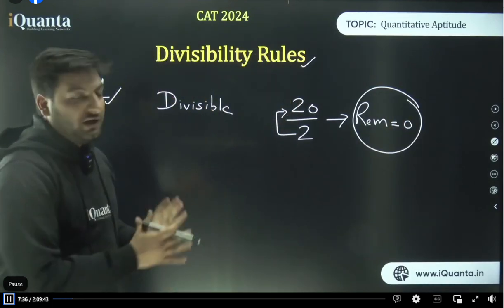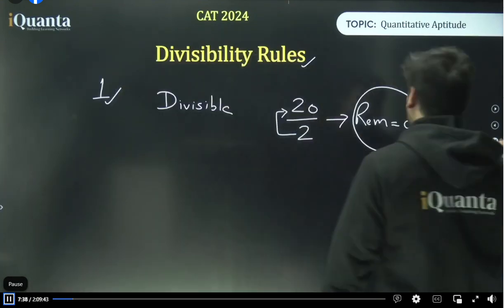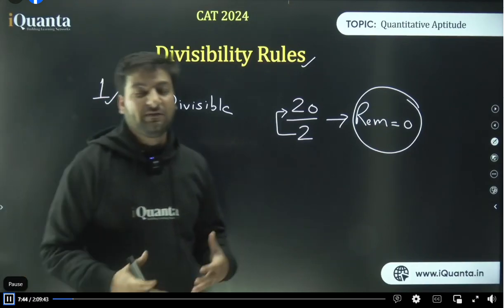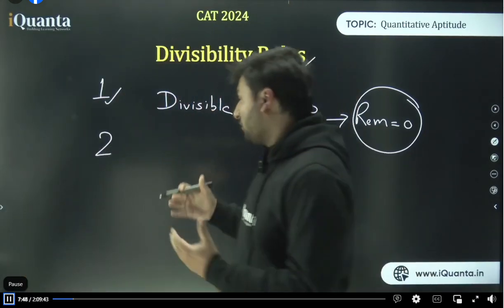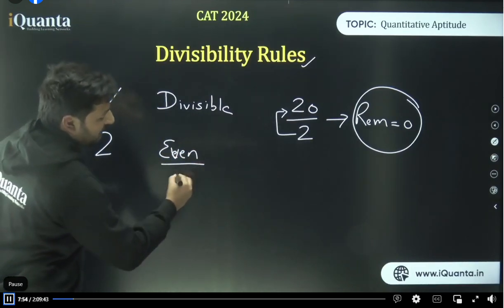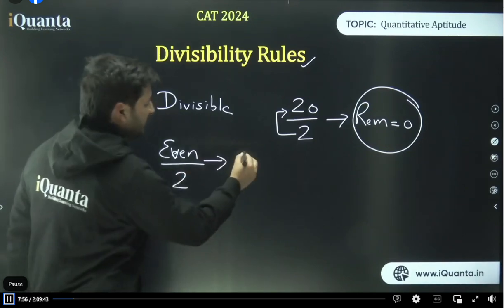That is the meaning of divisibility, okay? Now let us talk about the number 2. You all must be familiar with the divisibility of 2, right? 2 is an even number. So whenever we have a given number which is even and you divide it by 2, you all know that the remainder will be 0, isn't it?